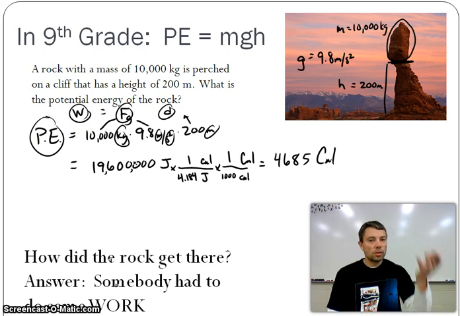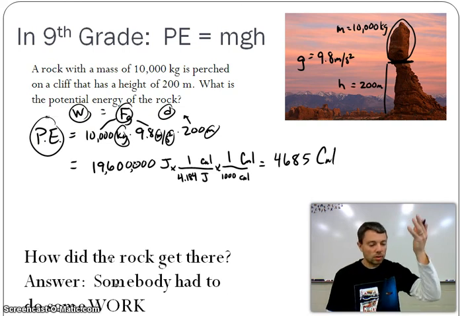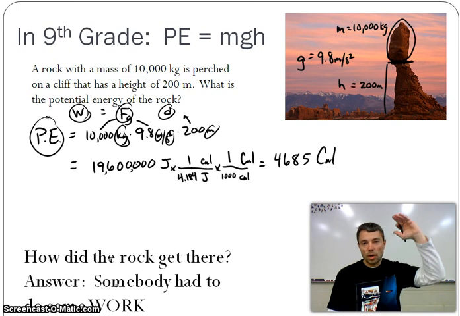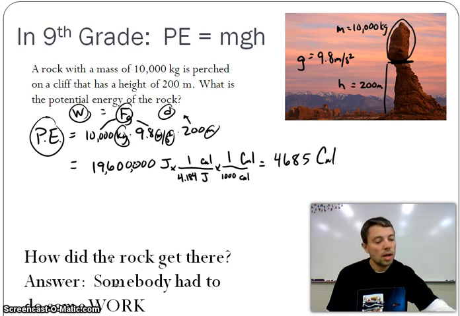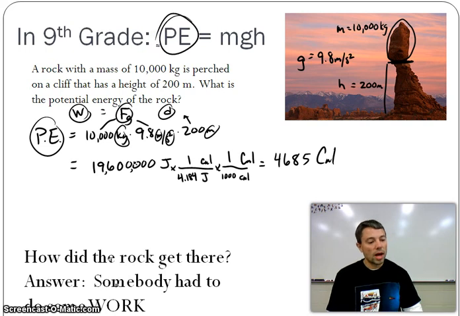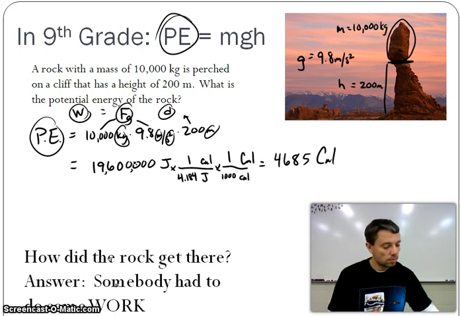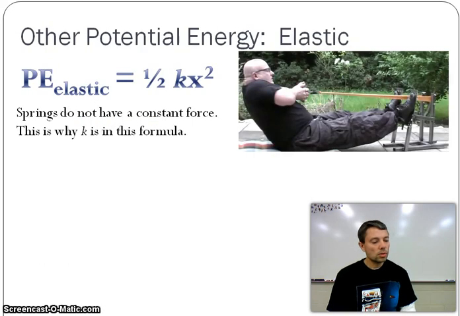If the rock was on the ground, we had to put it up, we had to do work, okay, work against gravity. Once the rock is up there, it has the potential to fall due to gravity, okay? And again, we do call this form of potential energy a gravitational potential energy. Okay, so that was our gravitational potential energy.